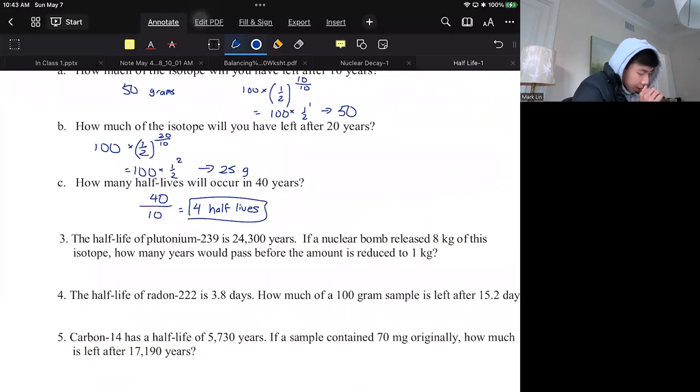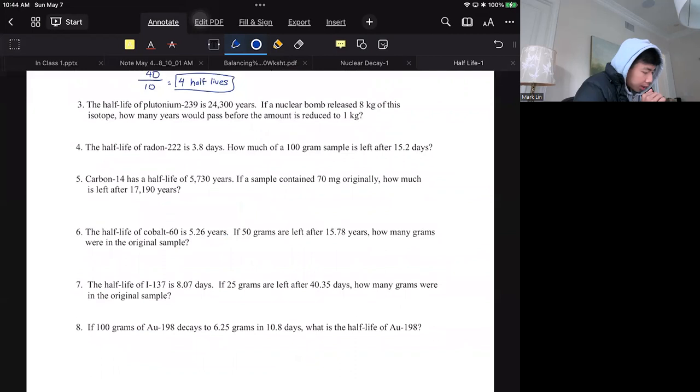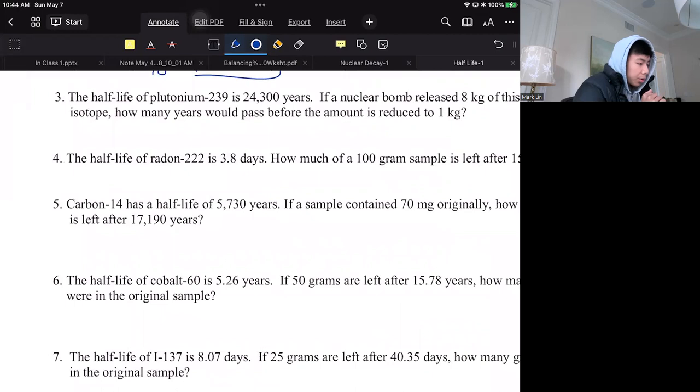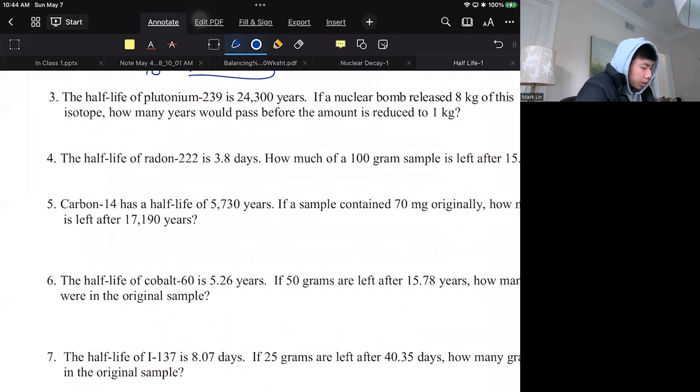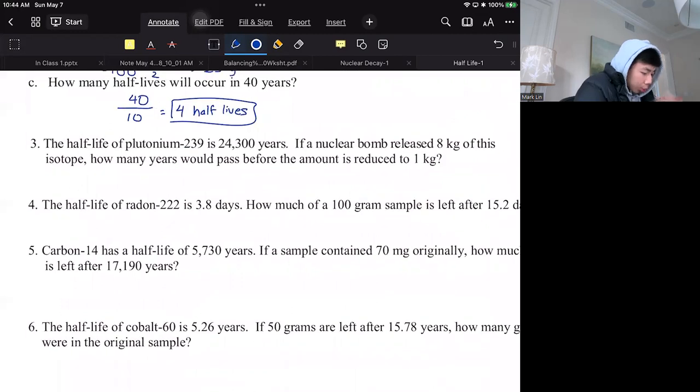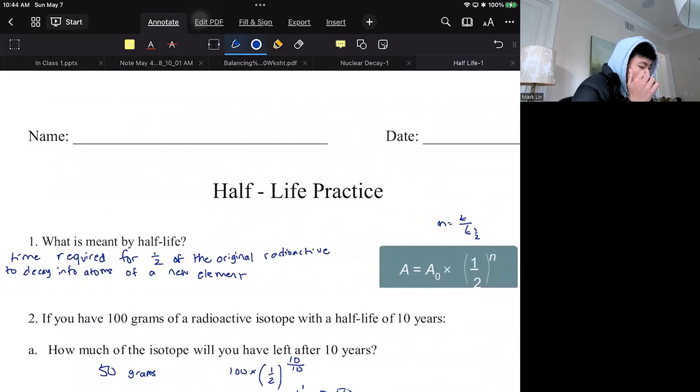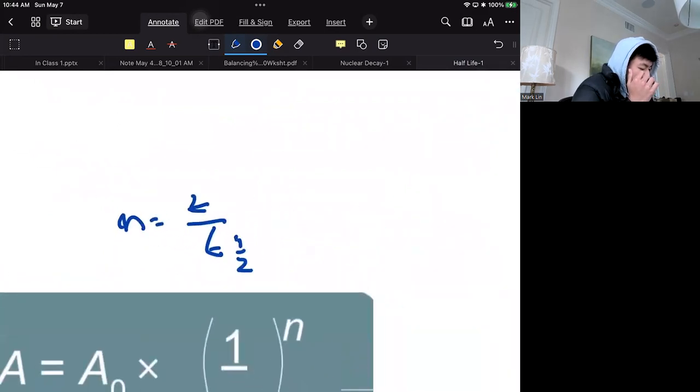All right, number 3. The half-life of plutonium is 24,300 years. If a nuclear bomb released 8 kilograms of isotope, how many years will pass before the amount is reduced to 1 kilogram? We have an initial amount, a final amount, and the half-life. We need to see how many years have passed, so technically we need to be solving for this t up here, the time elapsed.